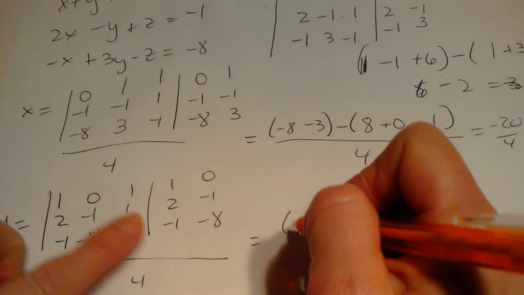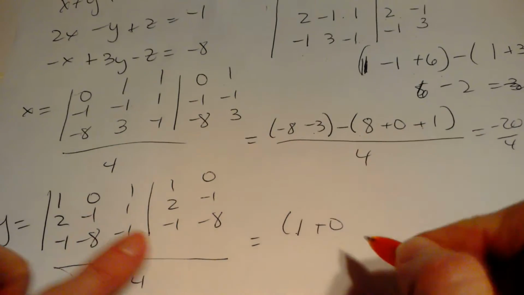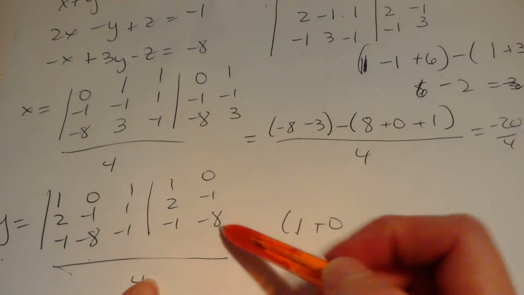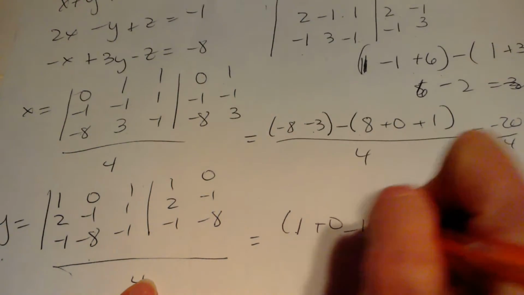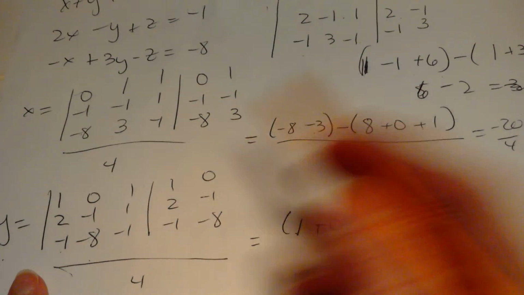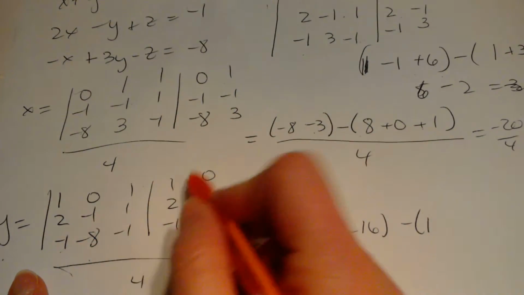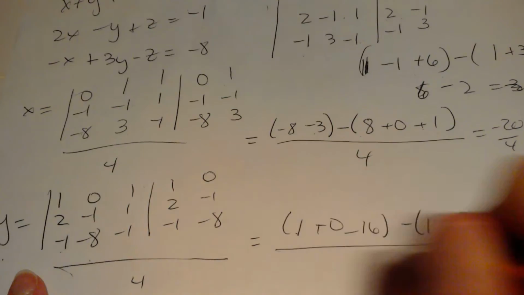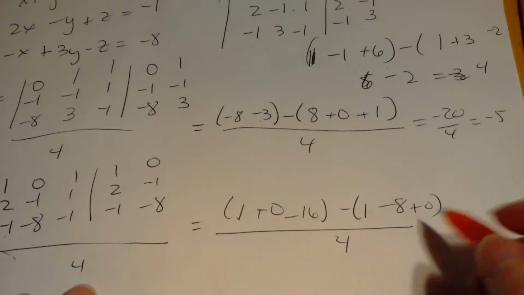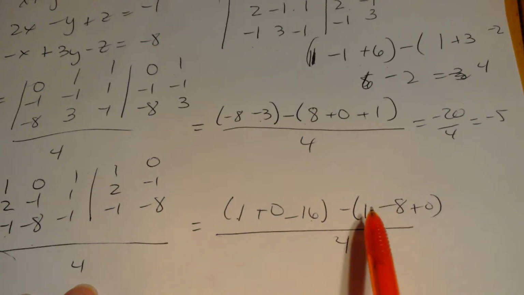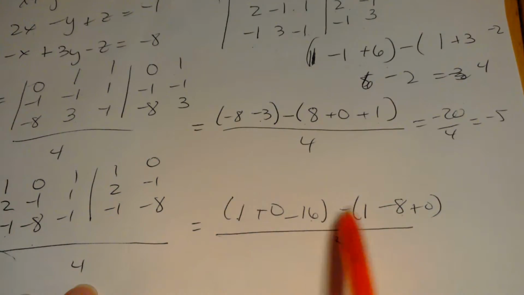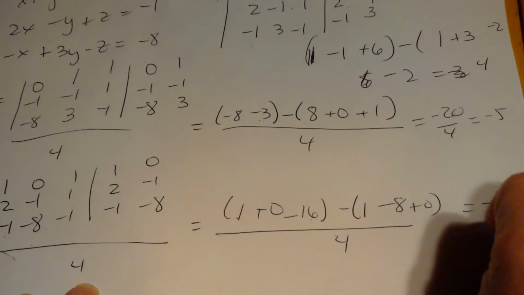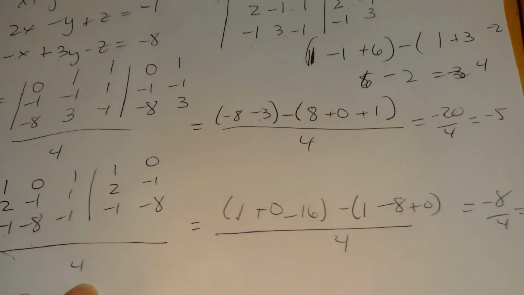So I've got 0. So if I've got a 0 in the diagonal at any point, it's just going to give me 0. So 1, 2, so that's negative 16. Minus, if I'm going up, that's going to give me a 1. That's going to give me a negative 8. And that's going to give me a 0. Divide all that by 4. So if I add these together, it's going to give me negative 15. It's going to give me negative 7. So it's going to give me negative 8 over 4. So I get negative 2.